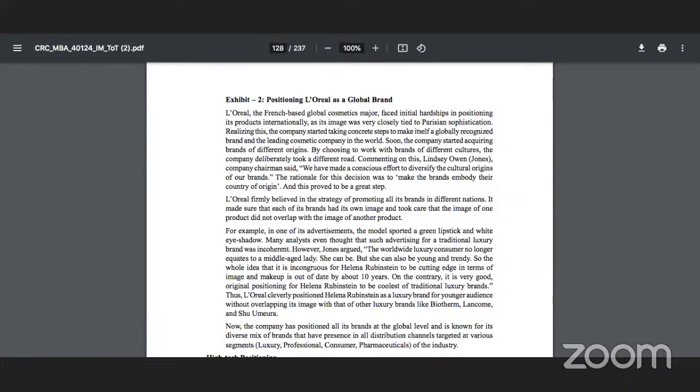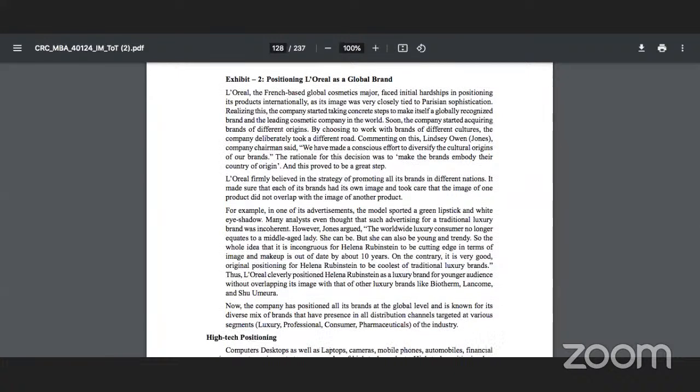They started taking concrete steps to position itself as a globally recognized brand and also as a leading cosmetic company in the world. The company started acquiring different brands of different origins. So they are no more restricted to just, say, French products or French companies. They were going global all the way. They chose to work with brands of different cultures, and the company started taking a different road deliberately.